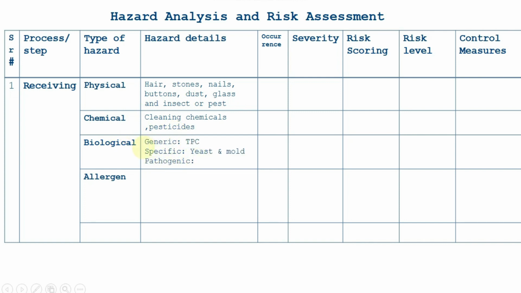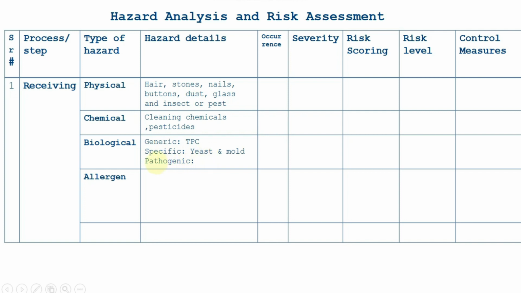In front of biological hazard, you need to mention the biological hazards that can enter into your product. So I have mentioned generic, which is TPC, and specific to your product. In the case of bread, like yeast and mold, I have mentioned specific biological hazards according to your product, and pathogenic.